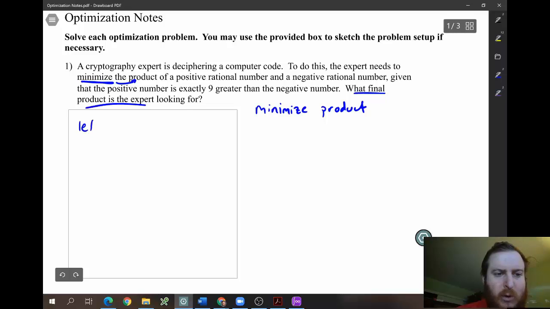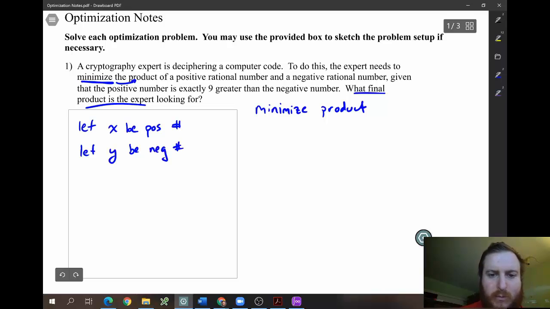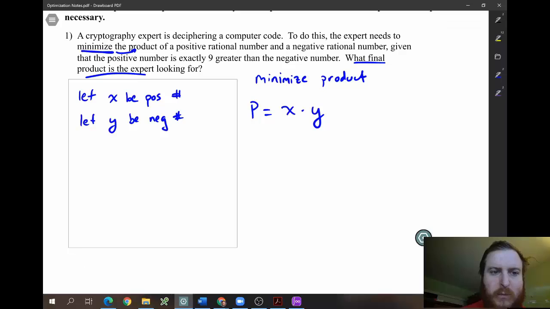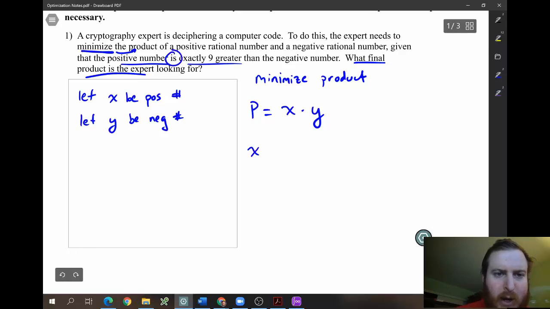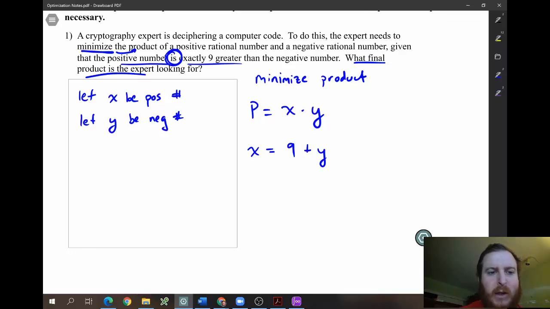We don't need a picture, but let x be our positive number. And we'll let y be the negative number. Okay, so our primary equation is going to be the product is x times y. Then our secondary, or supporting equation, would be that we know the positive number is 9 greater than the negative number. So we'd say x is 9 plus y. If you got this backwards, if you accidentally said x plus 9 equals y, later on, you'll just get x as negative, and you can realize, oh, oops, I flipped them. Not a big deal. So that's our supporting equation.